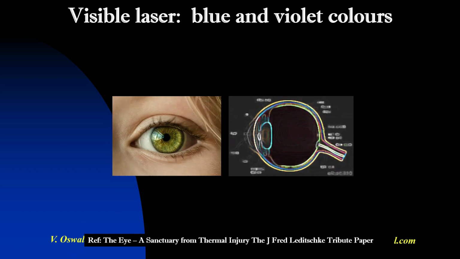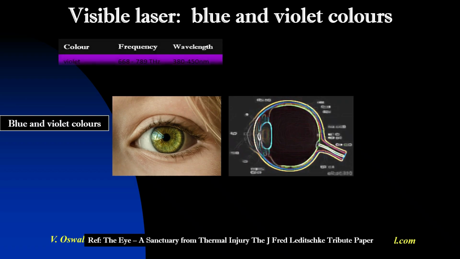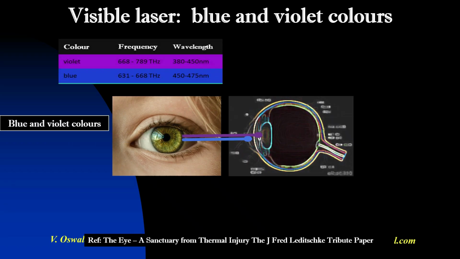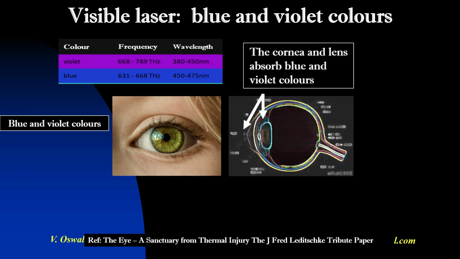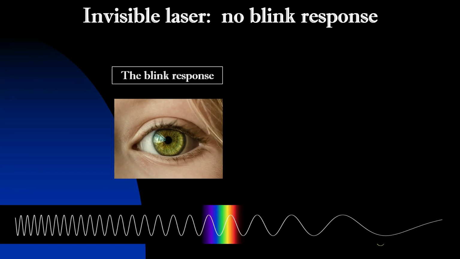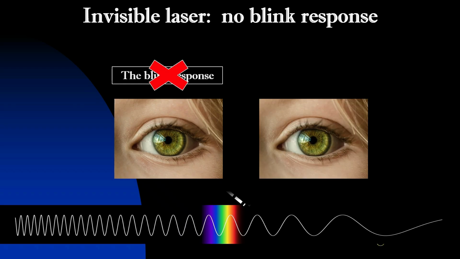Our eyes are less sensitive to blue and violet colors, resulting in a delay in the blink response. Thus, even a brief exposure may reach the retina. However, the cornea and the lens absorb these wavelengths and thus offer a degree of protection from harmful effects on the retina. Invisible lasers, such as the infrared lasers, pose a greater risk since they are not visible to the human eye, and being invisible, they cannot trigger a blink response.